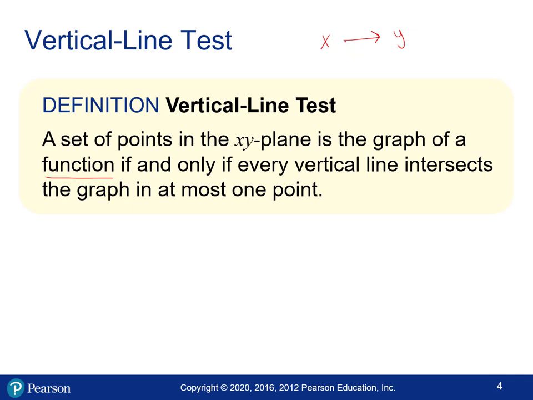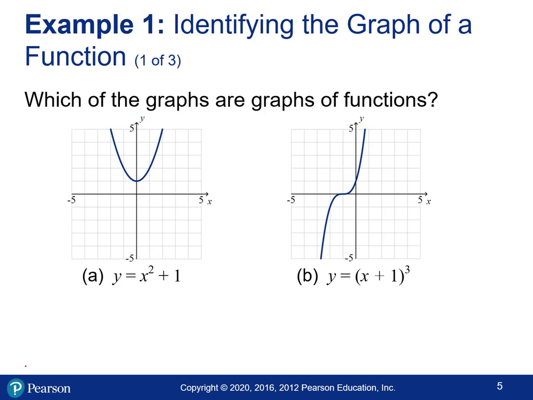What's not a function is if you have something like this: one input somehow magically produces two outputs. So that's not a function. And so our vertical line test basically tests for that idea right there. Okay, so let's take a look at this example. Which of the graphs are graphs of functions?